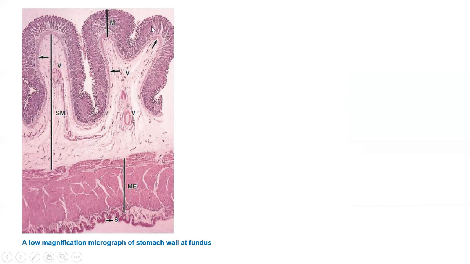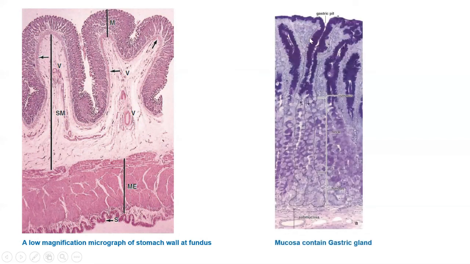And if we magnify this area, we can find this picture in higher magnification. We can identify the gastric pit. This portion is a gastric gland. Okay. There are different parts of gastric gland. This is the isthmus, neck, fundus, and these are the lining epithelium, and this is the submucosa.